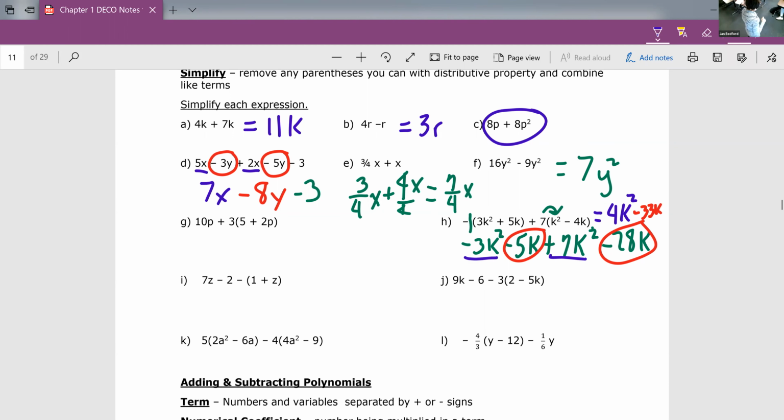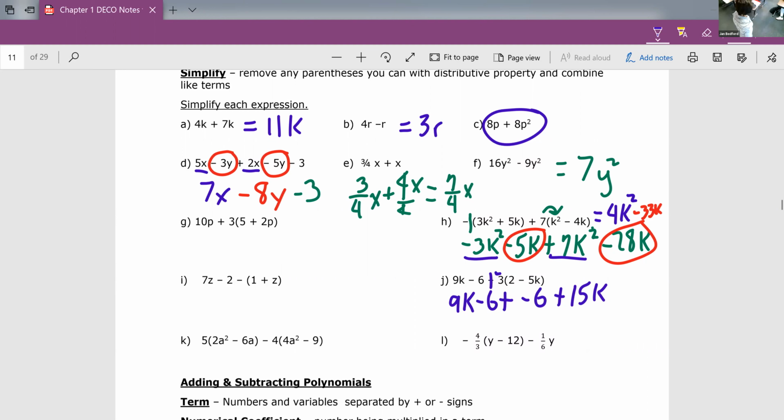What are you distributing? 3. Did you distribute positive 3 or negative 3? Remember, the sign that's in front of a number stays with a number. If you want to, think of this as adding the opposite. It's really negative 3 that gets distributed through. So if we have 9k minus 6 plus, now if I distribute with the negative 3, what comes after this plus sign? Negative 6, and then what? Positive 15k. That got rid of all my parentheses, and it kept up with my signs.